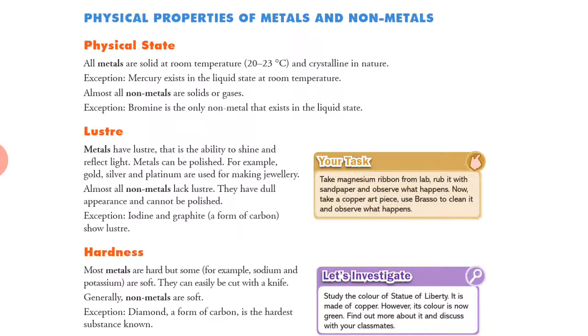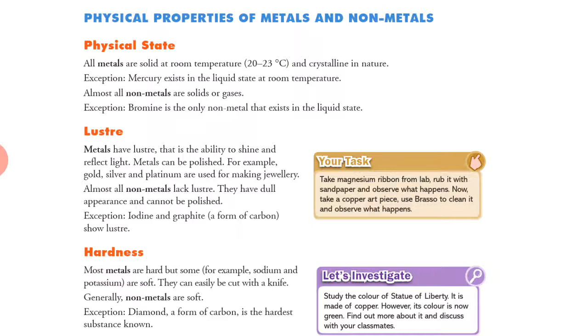Non-metals lack luster. They are non-lustrous. They have a dull appearance. They cannot be polished. Got it? Exceptions are iodine and graphite, a form of carbon, which show some luster. Got it, dear students? So the second difference is on the basis of luster, by which metals and non-metals can be easily differentiated.